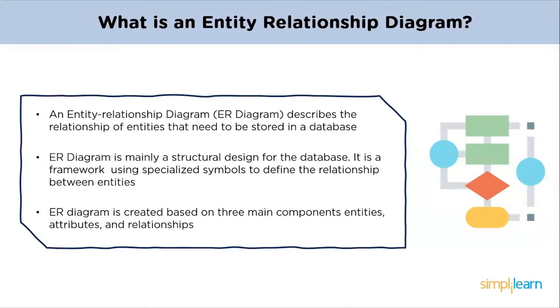ER diagrams are created based on the three main components: entities, attributes, and relationships. Let's understand the use of ER diagram with the help of a real-world example. Here, a school needs all its student records to be stored digitally, so they approach an IT company to do so. A person from the company will meet the school authorities, note all their requirements, describe them in the form of ER diagram, and get it cross-checked by the school authorities.